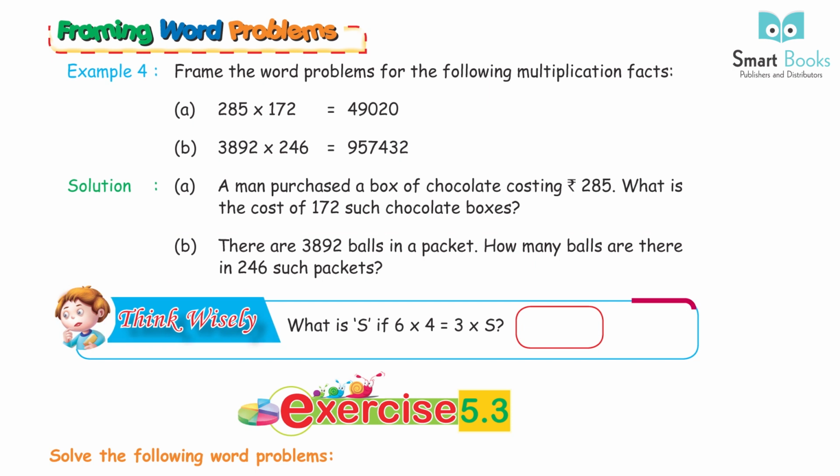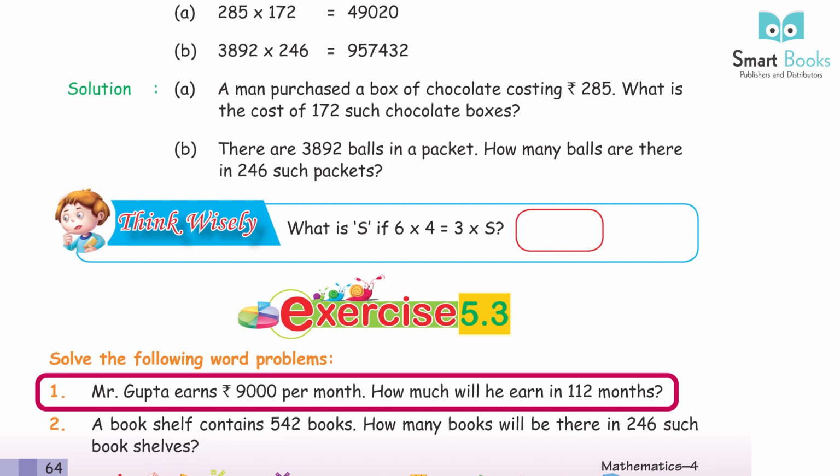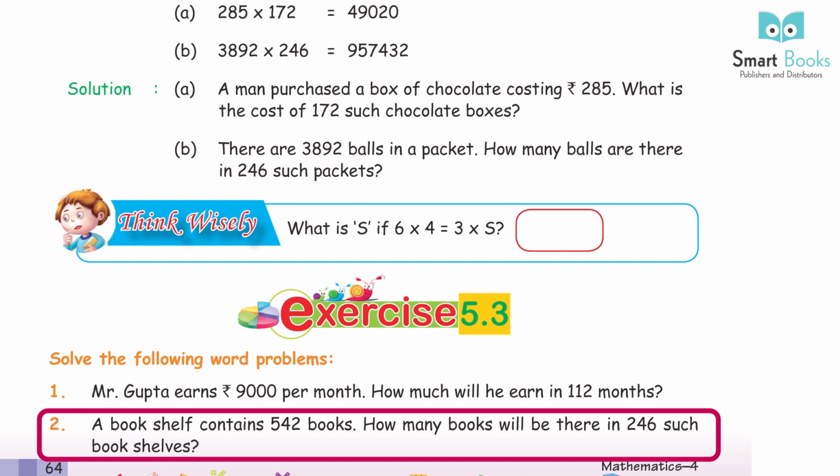Think wisely. What is S if 6 into 4 is equal to 3 into S? Exercise 5.3. Solve the following word problems. 1. Mr. Gupta earns 9,000 rupees per month. How much will he earn in 112 months? Answer: 10,08,000. 2. A bookshelf contains 542 books. How many books will be there in 246 such bookshelves?